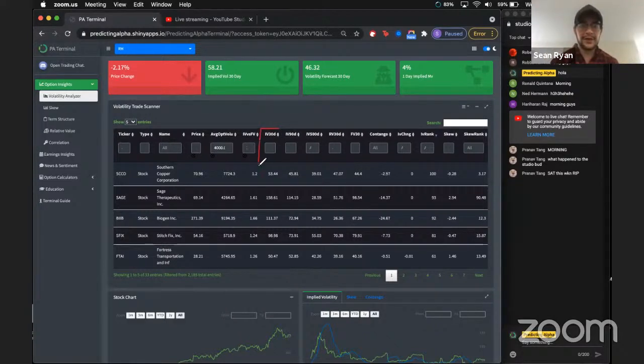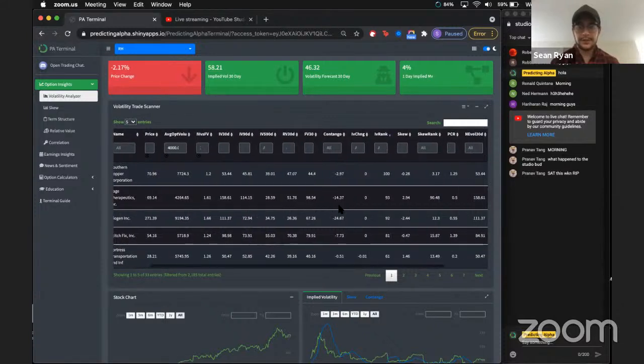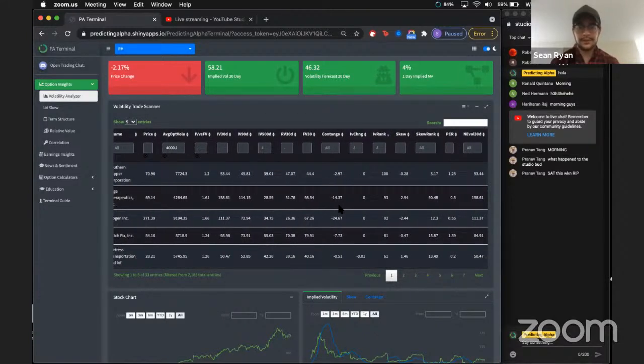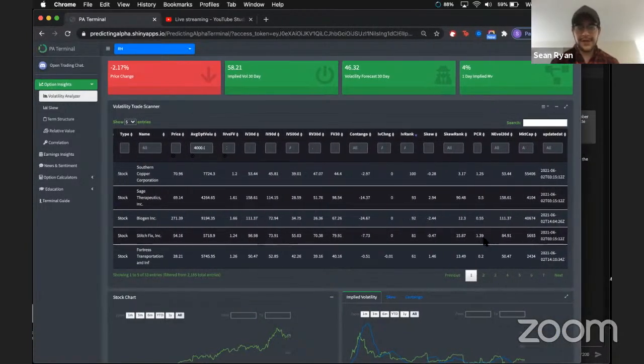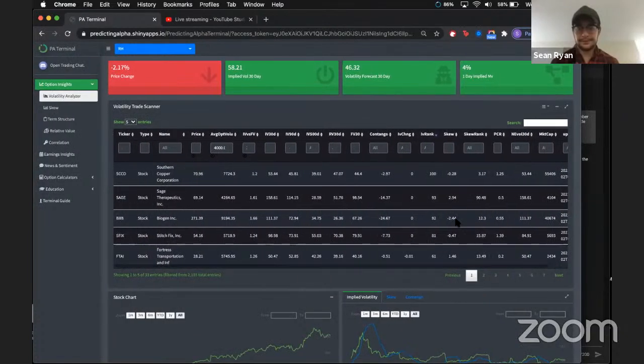So I'm going to look at this IV30 column, right? And I'm going to compare it to, oh shoot, I'm going to have to do this actually. All right, I'm going to expand this a little bit. Have to hide the chat for a second, guys. Okay, so I'm going to compare this IV 30-day column with this non-event vol 30-day column.